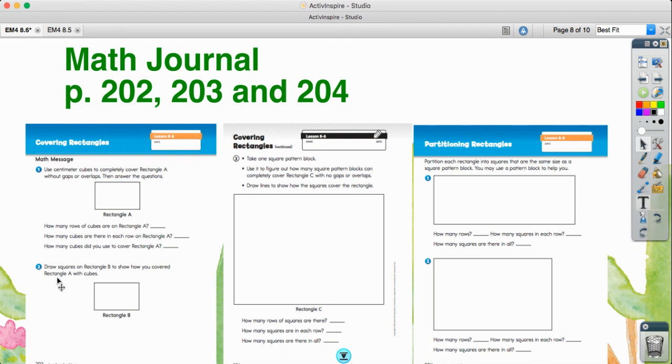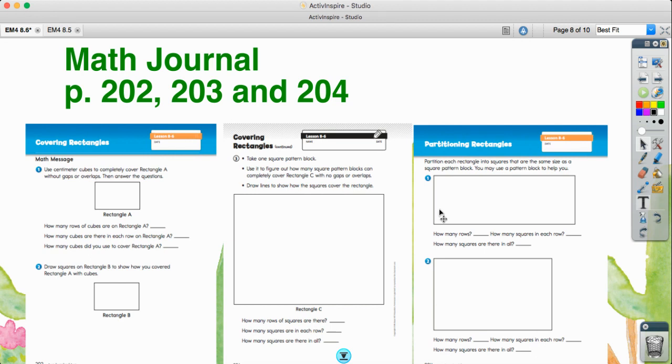Number 2, draw squares on rectangle B to show how you covered rectangle A with cubes. Number 3, take one square pattern block. You'll use the blocks or the squares that you had from your home links page. Use this square block to figure out how many square pattern blocks can completely cover rectangle C with no gaps or overlaps. Draw lines to show how the squares cover the rectangle. Answer the questions below.